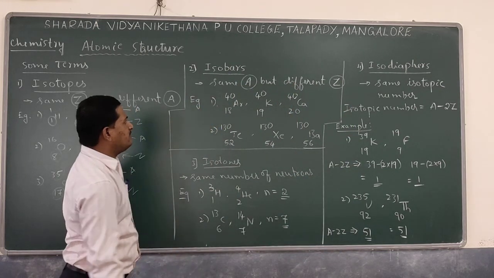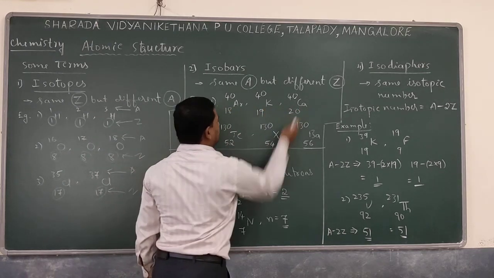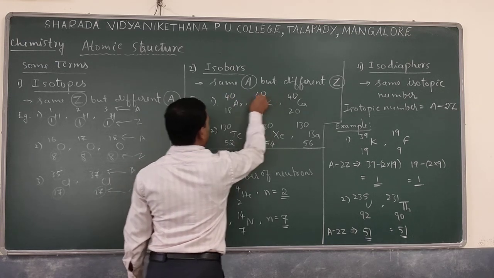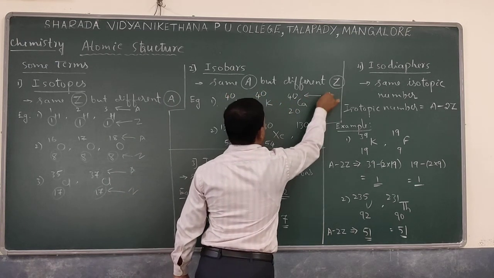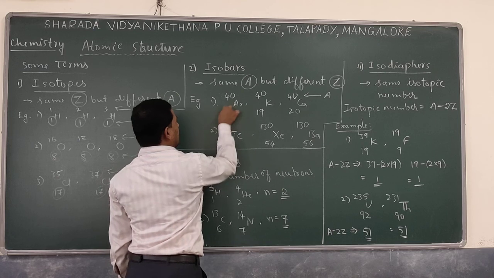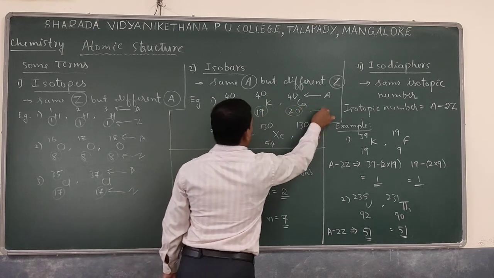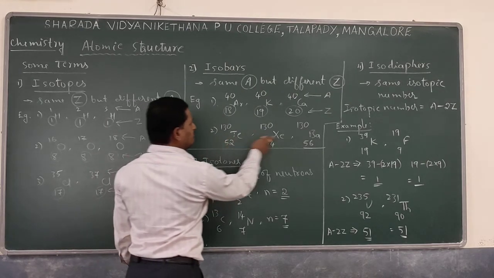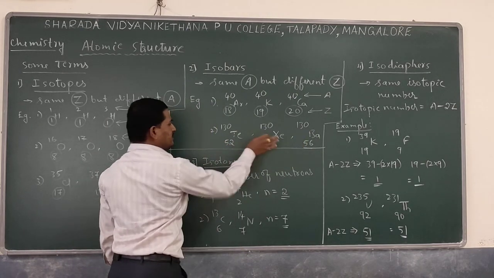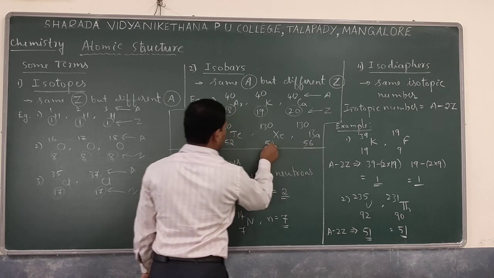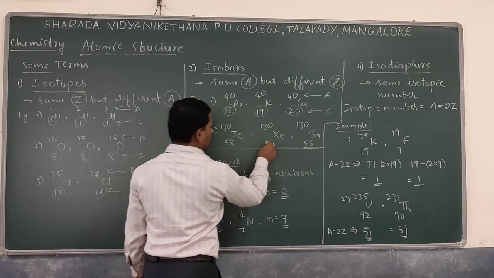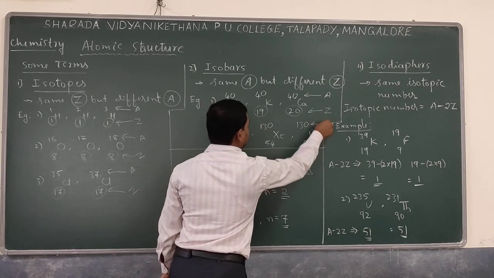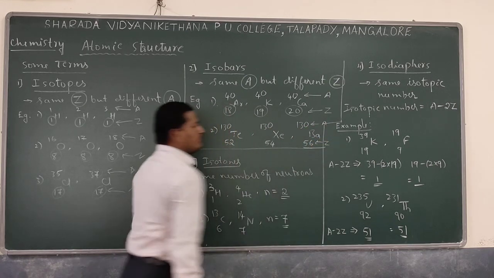Let us see some examples. Argon, potassium, calcium. In those cases A value is found to be same, 40, 40, 40. So A value is same, but what about the Z value? 18, 19, 20. So Z values are found to be different. Similarly, tellurium, xenon and barium. In these three cases also, 52, 54, 56, that is atomic numbers are different, but mass number is found to be same. So A values are same, but Z values are found to be different.